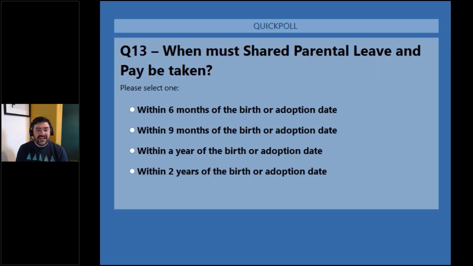And that question is, when must shared parental leave and pay be taken? Does it need to be taken within 6 months of the birth or adoption date? Does it need to be within 9 months of the birth or adoption date? Is it within 1 year of the birth or adoption date? Or is it within 2 years of the birth or adoption date?